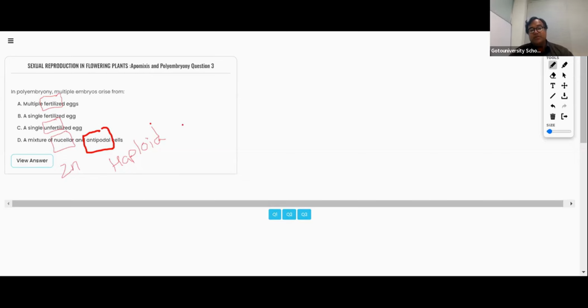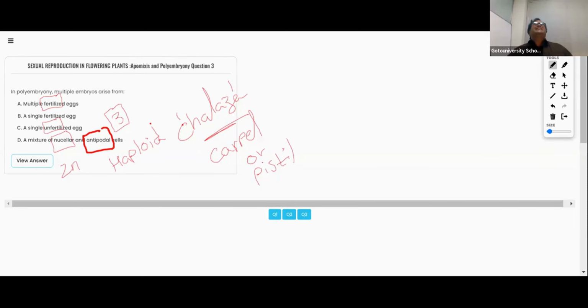How many antipodals are present in the female embryo sac? Three antipodals are present in all the plants. Three antipodals are present in the chalaza of what? The ovary. Where is the ovary? In the female reproductive system. What do you mean by female reproductive system? Carpel. What is the other name of carpel? Pistil. So in the pistil or carpel, the chalaza is present, which has the three antipodals, which are worthless.